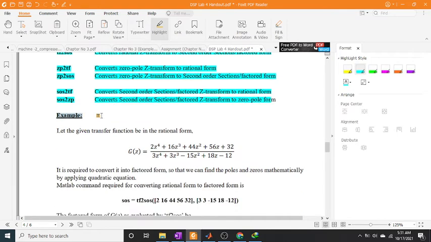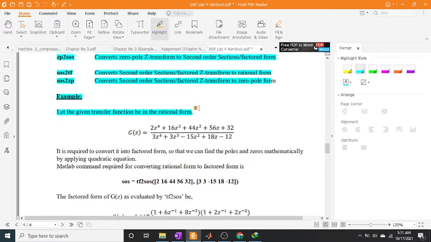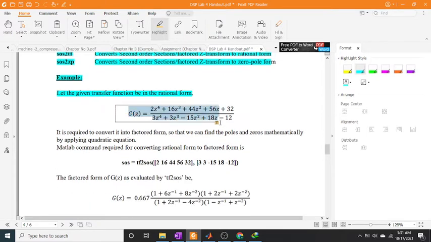Example. Let the given transfer function be in the rational form G(z) equals (2z^4 + 16z^3 + 44z^2 + 56z + 32) over (3z^4 + 3z^3 - 15z^2 + 18z - 12). It is required to convert it into factored form, so that we can find the poles and zeros mathematically.